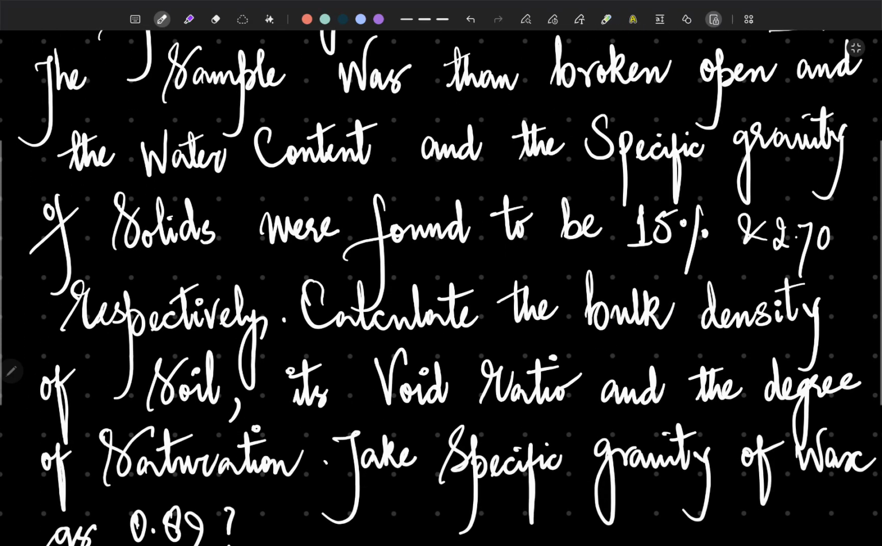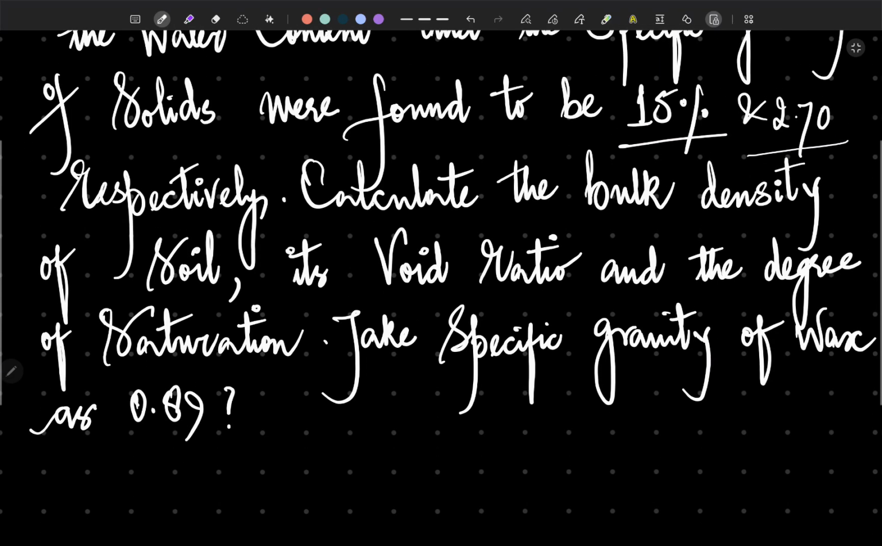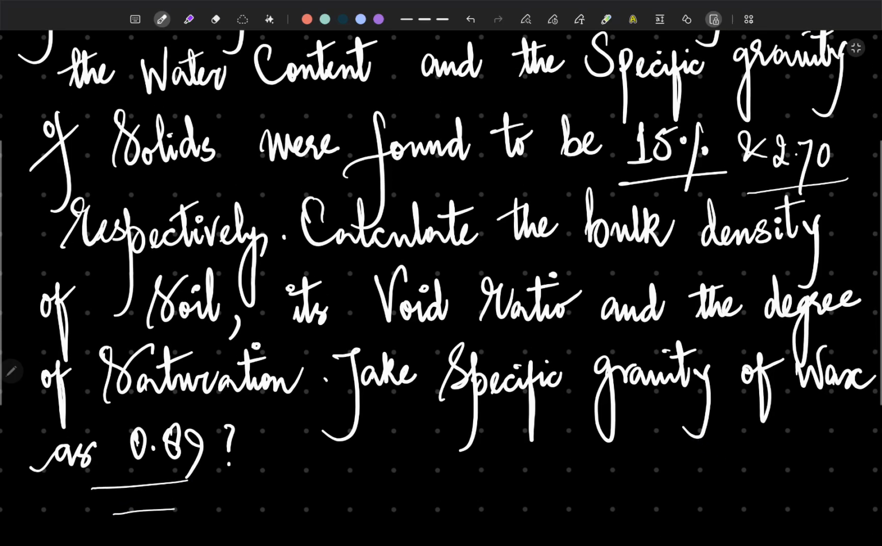The sample was then broken open and the water content and the specific gravity of solids were found to be 15% and 2.70 respectively. Calculate the bulk density of soil, its void ratio and the degree of saturation. Take specific gravity of wax as 0.89. Alright, we have to find the bulk density.